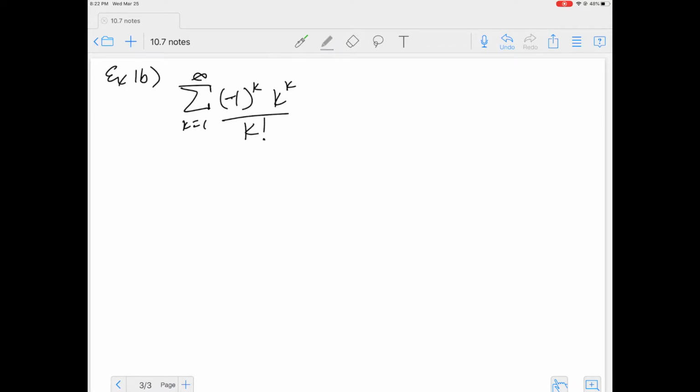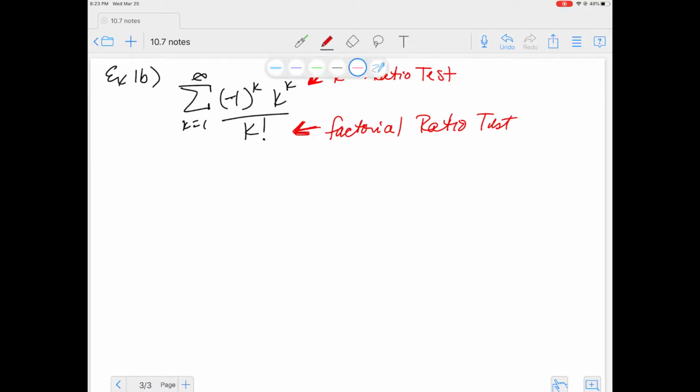Now here's the thing. There are two defining characteristics here that tell me ratio test. If you have k to the k, that's a tip-off for a ratio test. If you have the base and the exponent both variable, that's one scenario. Also, you have a factorial, that's your other tip-off that you're going to do a ratio test. So the two things that are screaming out at us are the k to the k and the factorial. So with that ratio test, let's do it right now.